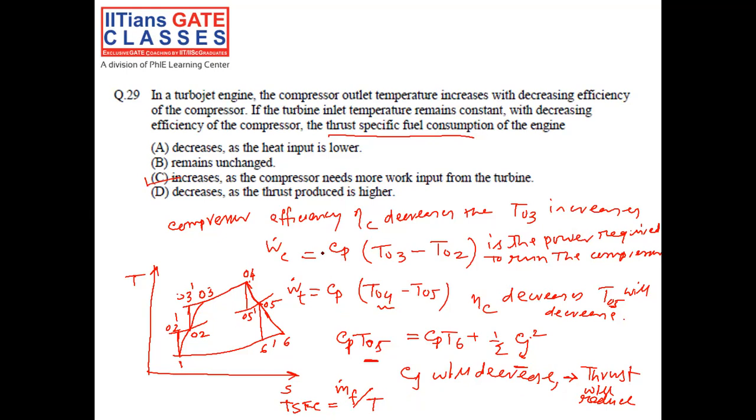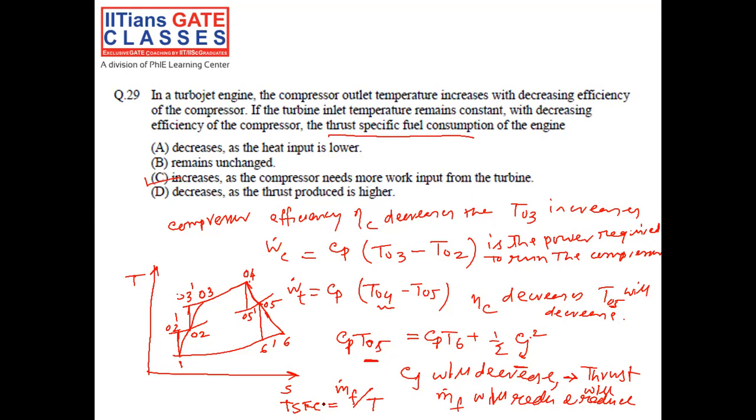Now one more thing, here as T03 increases with decrease of eta C, and as T04 is constant, as eta C decreases, we will be requiring less fuel to get same T04, right? Because T03 is increasing. So in a way, when efficiency of compressor decreases, the fuel consumed, that is mf dot, will also reduce. And if mf dot reduces, from this equation you can say TSFC should reduce.